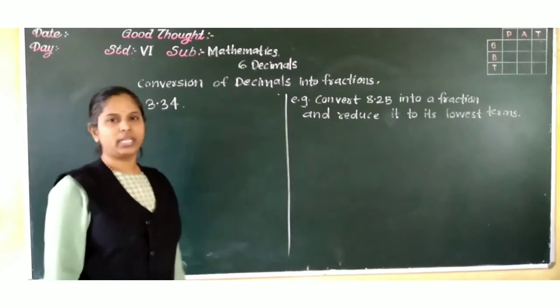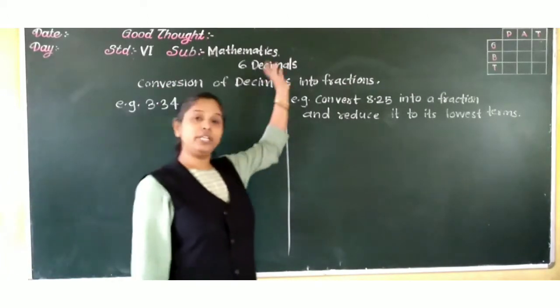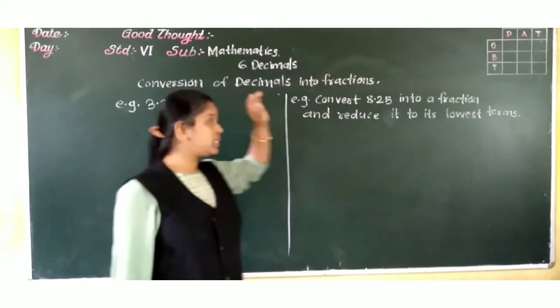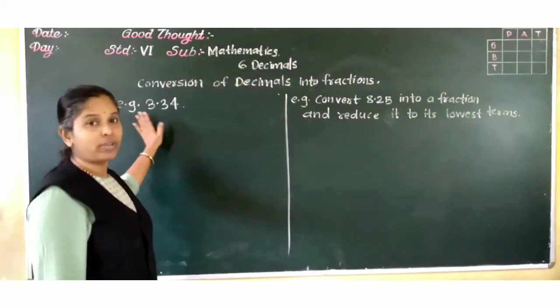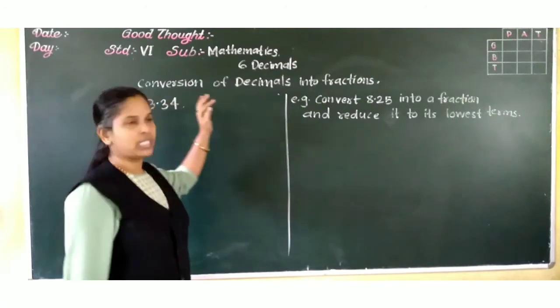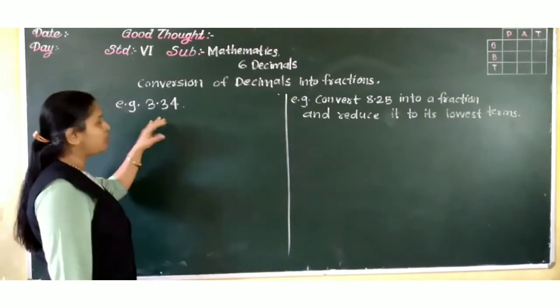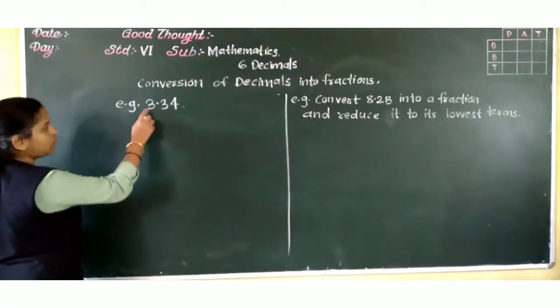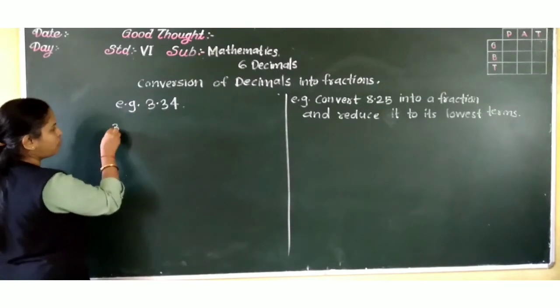Now the next part is conversion of decimals into fractions. We have to convert these decimals into fractions. Here two examples are there of conversion of decimals into fractions. First, 3.34. How to write it in expanded form?